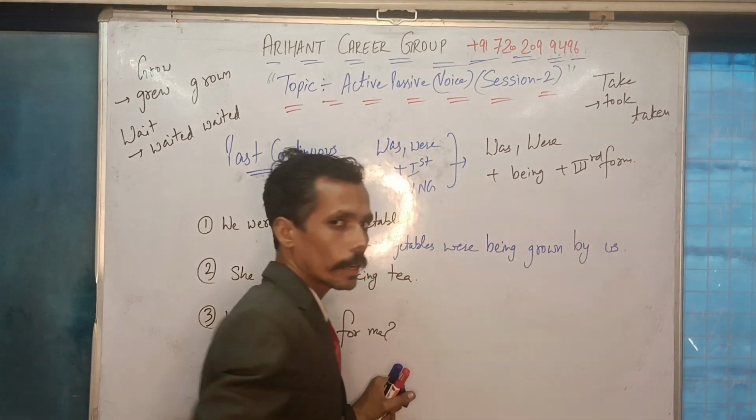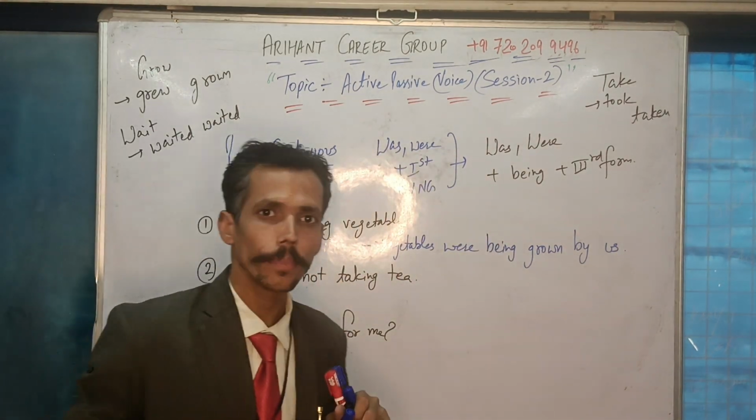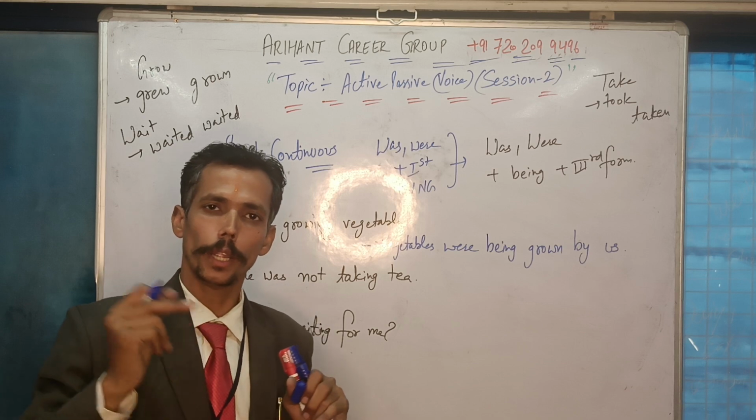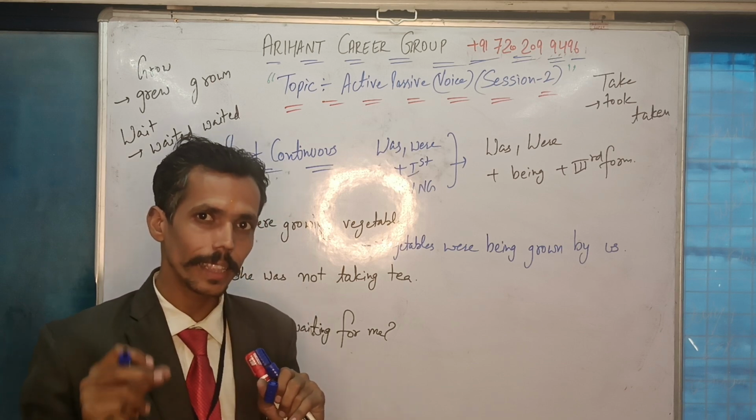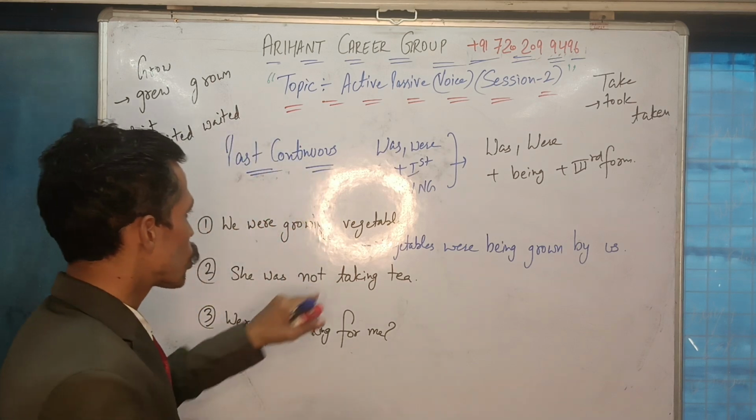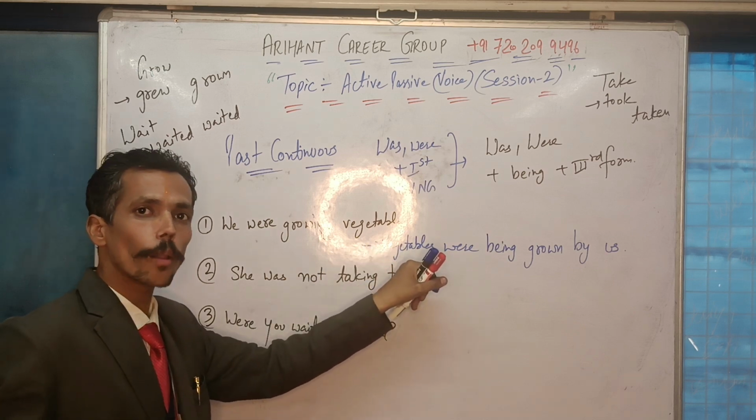I discussed with you earlier: I is to be converted into me, she into her, he into him, we into us, they into them. Okay, so the answer here is vegetables were being grown by us.